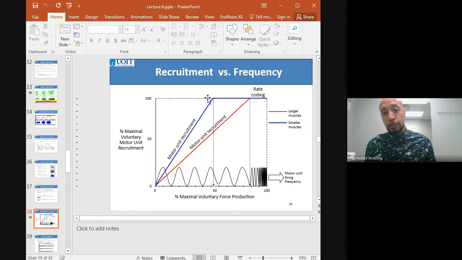Smaller muscles, in blue, when you get up to 100% of motor unit recruitment, see how it's only at 50% of the available force. The rest has to be rate coding. Whereas with larger muscles, when you start individually recruiting the motor units, by the time you get up to 100%, you're already at about 90% of force. So the last 10% is going to be rate coding. And that's strictly because there are more motor units in larger muscles.